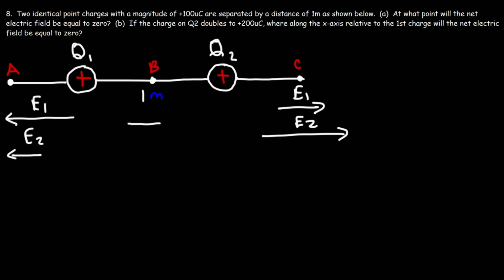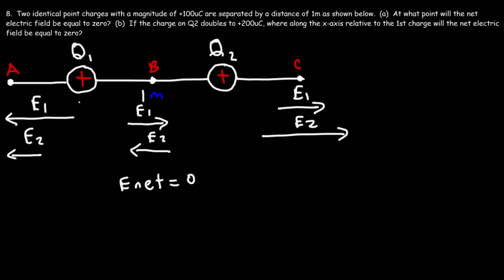E1 is going to be directed away from Q1 but towards point B. E2 will be directed away from Q2 but towards point B. And Q1 and Q2 have the same charge, and at the midpoint at point B, they will be equidistant from point B. So if the charges are the same and the distances are the same, the magnitude of E1 and E2 will be the same, but they're opposite in direction, which means that E1 and E2 cancel. So at point B, the net electric field is 0.